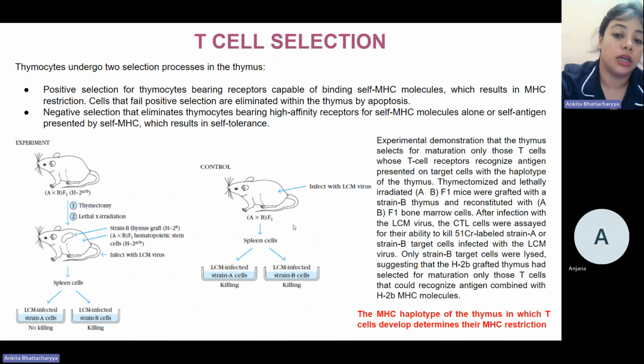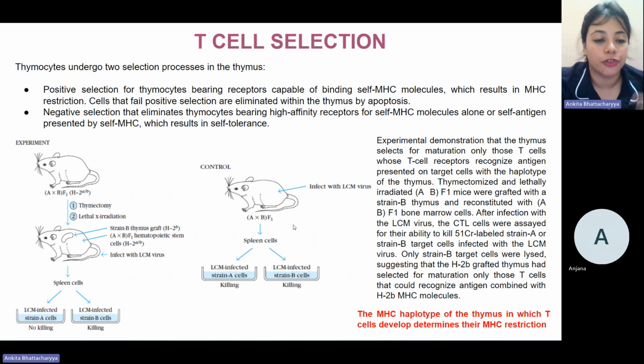To address this curious question, the scientists took spleen cells and tried to see LCM infected strain B cells and LCM infected strain A cells. Surprisingly, they could note at that point of time that in such cases you could not see any killing of the strain A cells. Why? Because it was concluded that when you are introducing thymus precursor thymocytes and you're introducing the organ to which they will almost certainly migrate, which is the thymus, their conditioning will depend upon the surrounding microenvironment and not only on their genetic background.